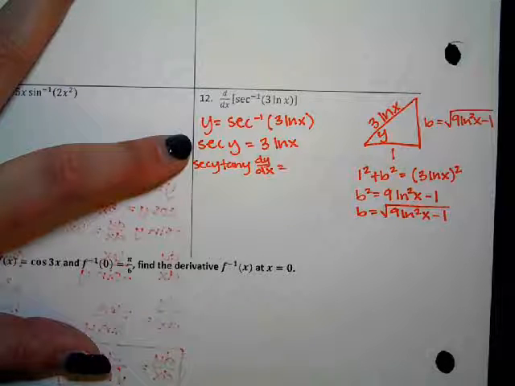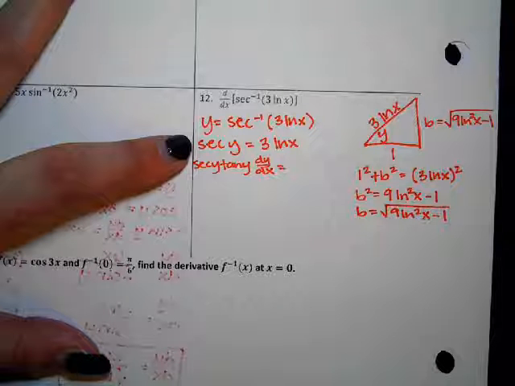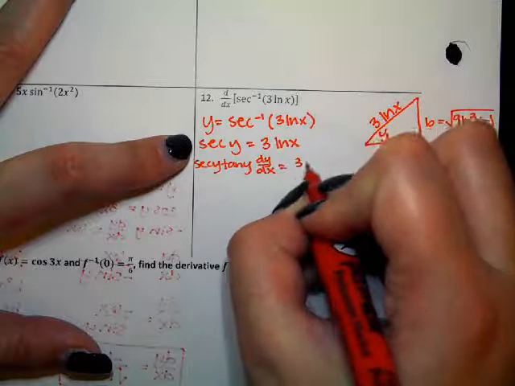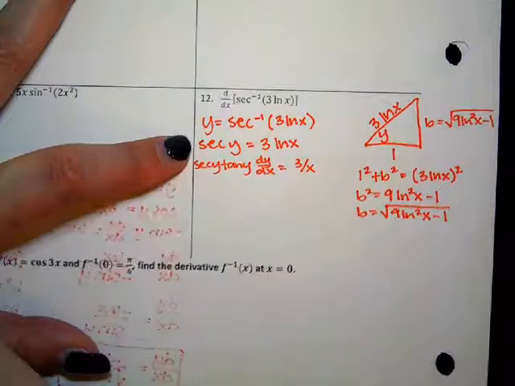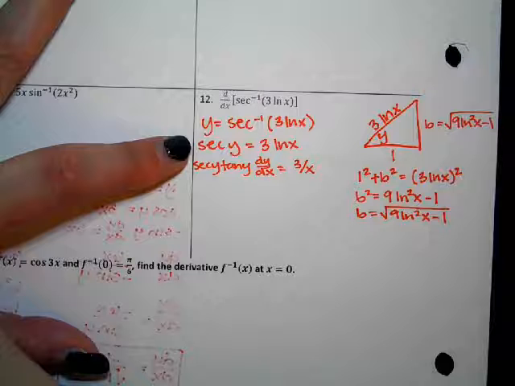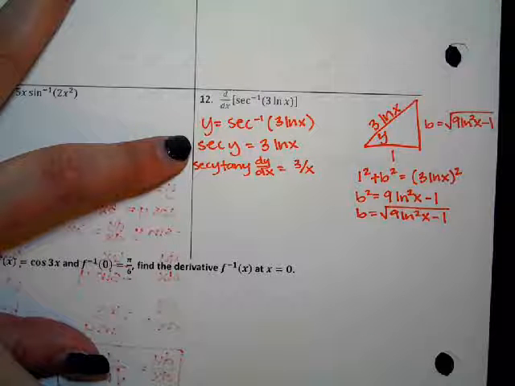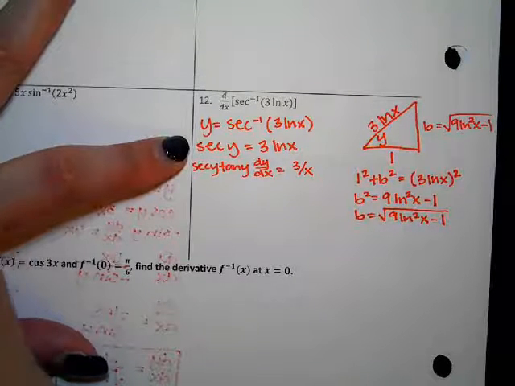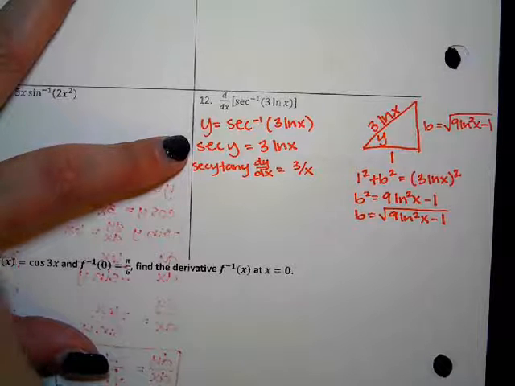And then what's the derivative of 3 ln x? So we know the derivative of ln x is 1 over x. We have a coefficient of 3. We know that coefficient always just hangs out. So 3 times 1 over x is where we got the 3 over x.